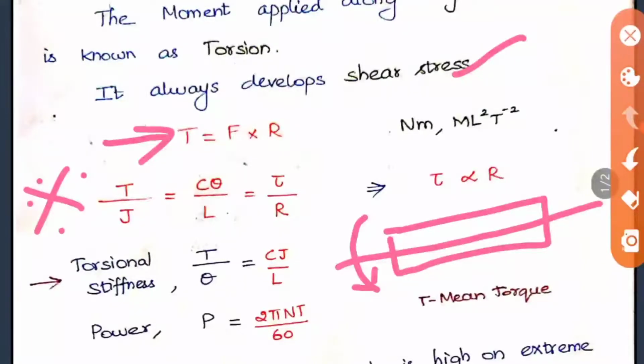Okay. And then what does torsional stiffness mean? It is the ratio of the torque applied to the angle of twist, so T by theta. Relating these two components alone, they have made this formula: T by theta is equal to CJ by L. So if they ask for torsional stiffness in the question, you should go for this formula.